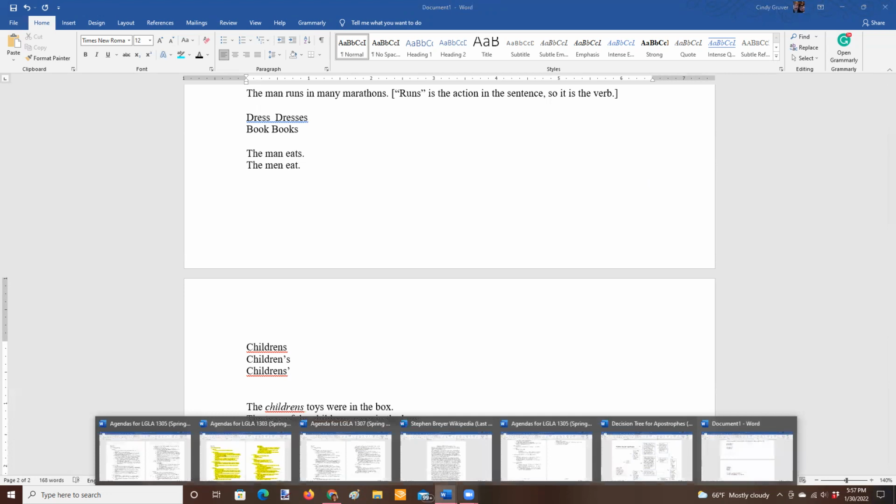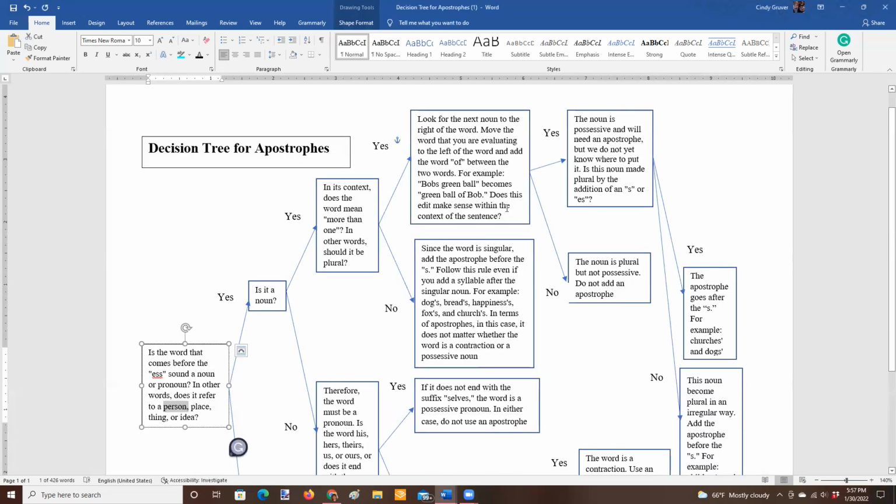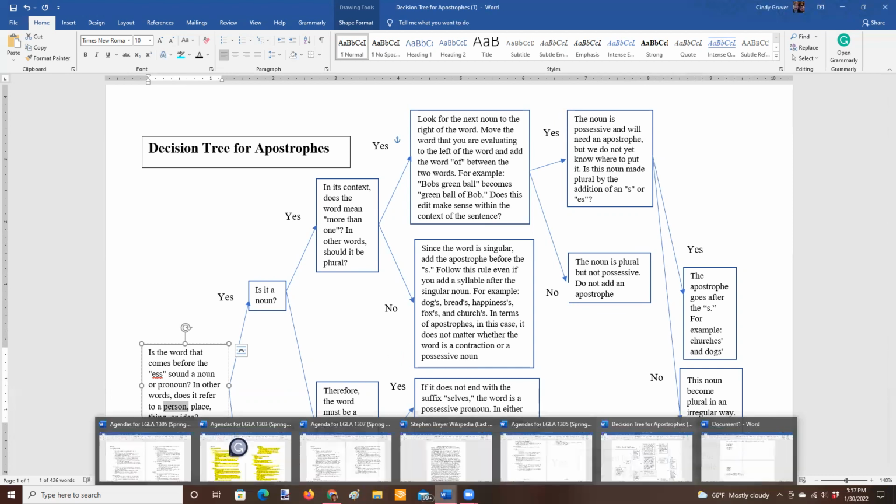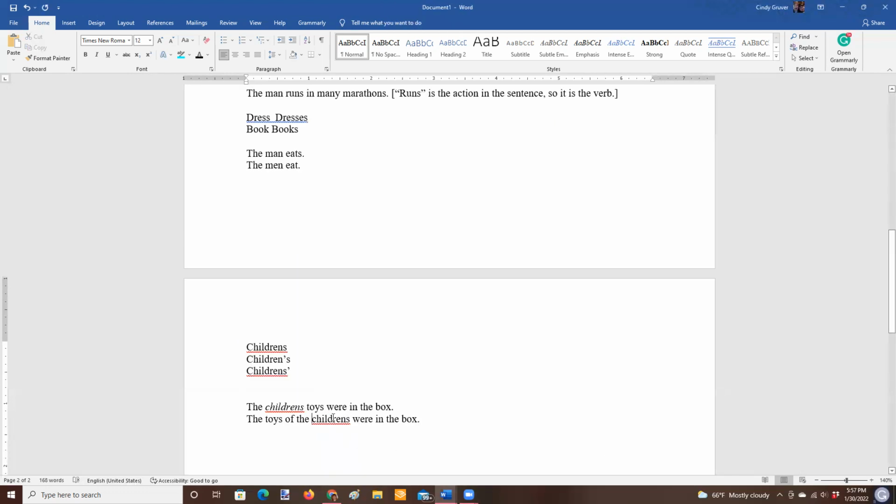Okay. Does this edit make sense? So it does and it doesn't. If you're thinking it doesn't quite make sense, I don't blame you because we don't say the toys of the children's. We would say the toys of the children, right? That's the way we would say it in English. But the overall concept makes sense. Let's just say, if we remove the S from children's, the sentence makes sense.